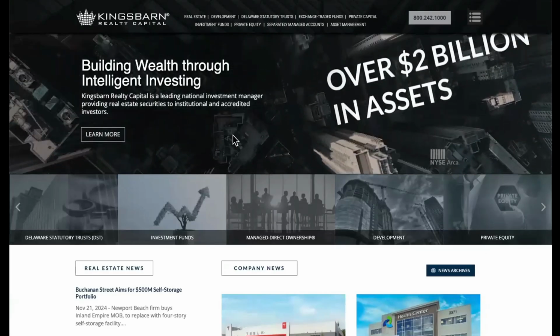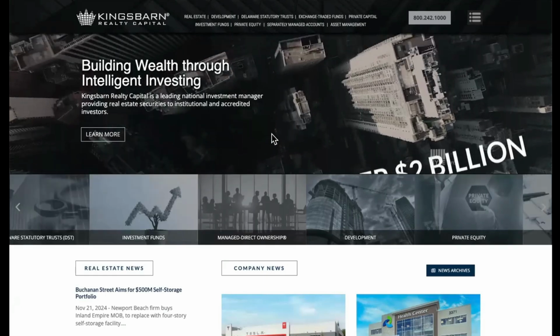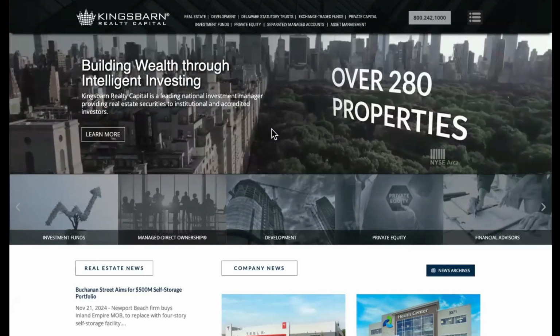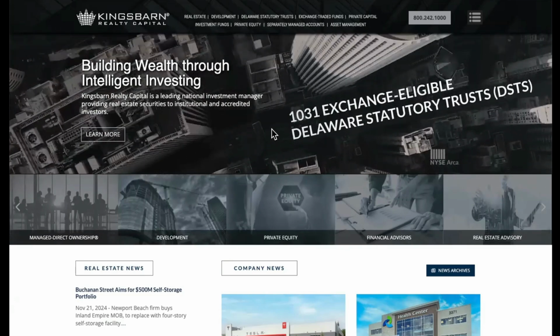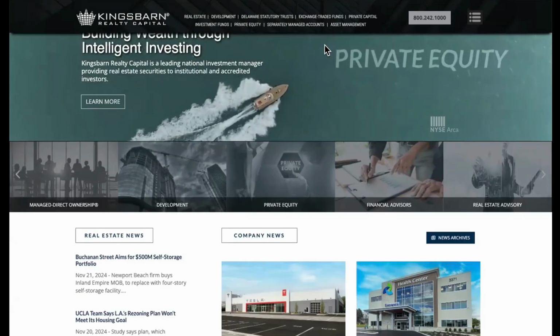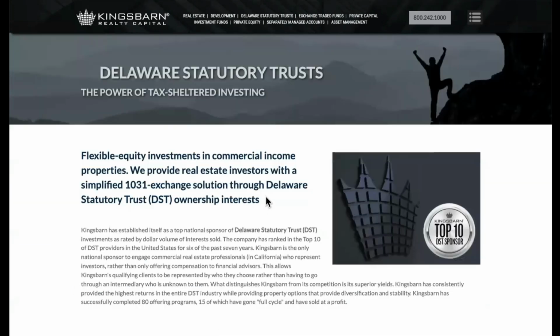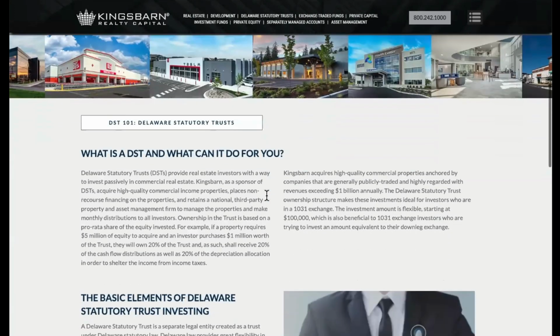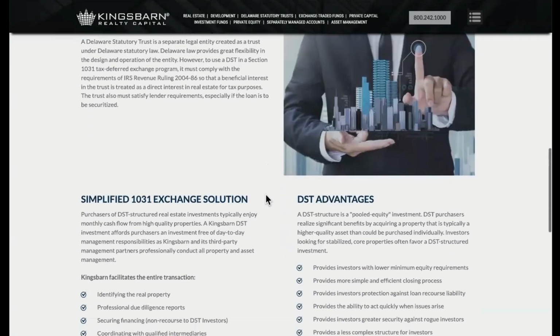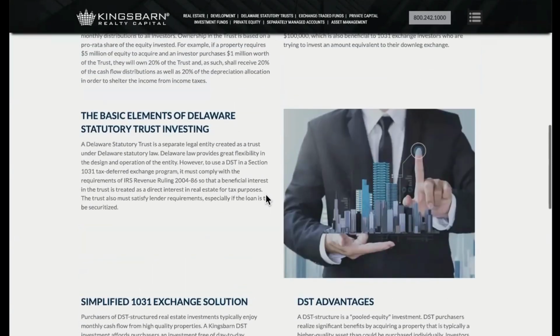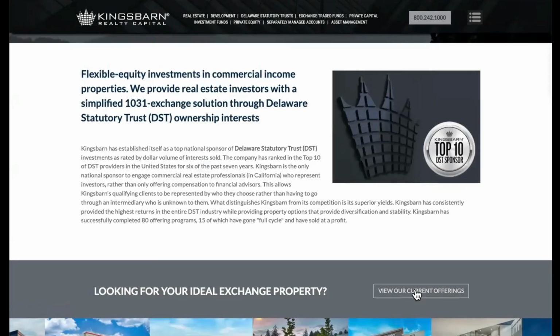So I'm going to wrap it up with sharing the Kingsbarn Capital website. Okay, here's the Kingsbarn Realty Capital website, kingsbarn.com. They're a large national company. They do all kinds of stuff, but for our purposes, we just need them for DSTs. So Delaware Statutory Trusts. Okay. There's some good information about DSTs, basic elements of investing, exchange solutions, advantages, all kinds of stuff. Let's go to current offerings.